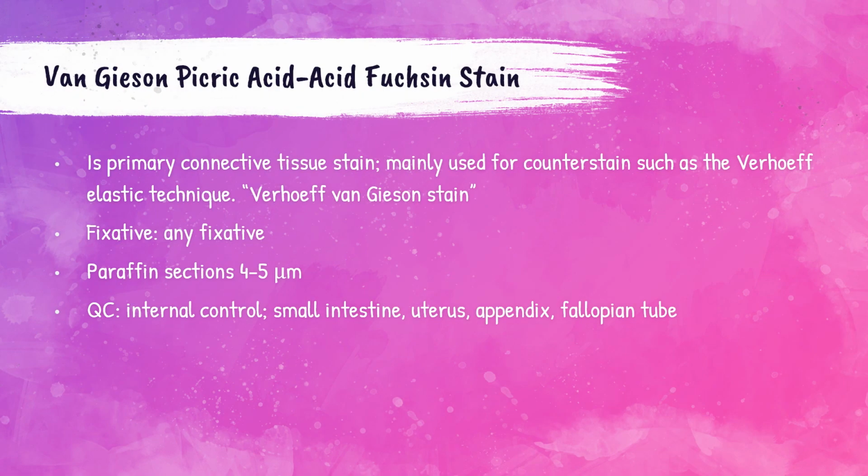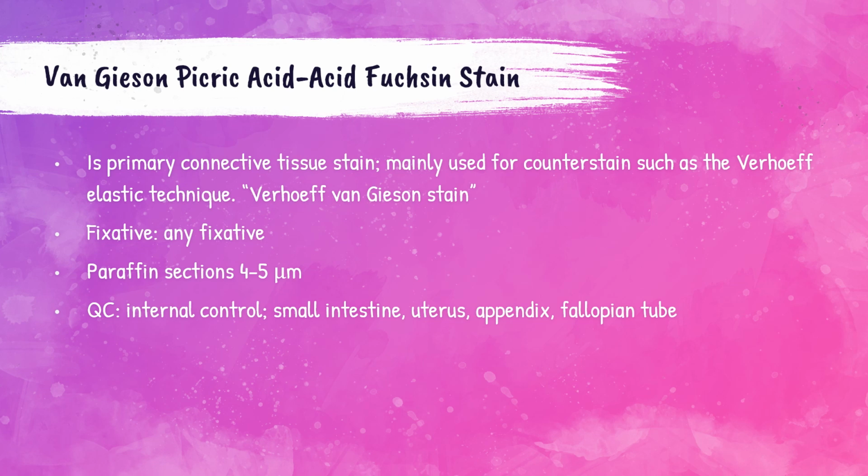The Van Gieson picric acid fuchsin stain is a primary connective tissue stain. However, it usually isn't used for this purpose. It's used most frequently as a counterstain in other staining methods like the Verhoeff elastic technique. When serving as a counterstain for this technique, it is commonly referred to as the Verhoeff Van Gieson stain.